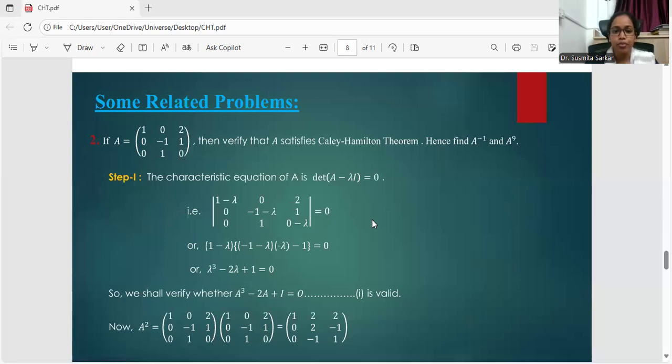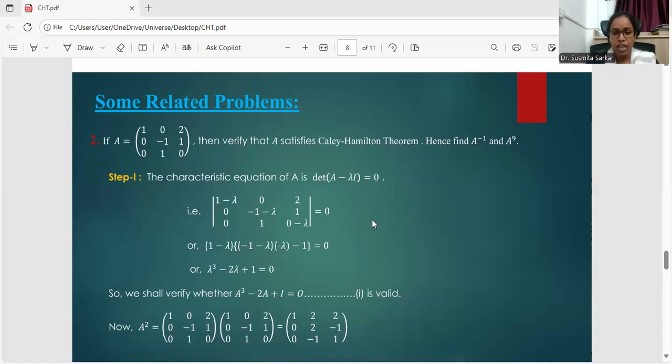a square matrix A. We know that the characteristic equation of a square matrix A is the determinant of A − λI₃ equal to 0. Now putting the values of A and I₃ and taking the determinant, we get the characteristic equation of A: λ³ − 2λ + 1 = 0. Here λ is the eigenvalue corresponding to the square matrix A. Now we shall verify whether A³ − 2A + I is 0 or not.